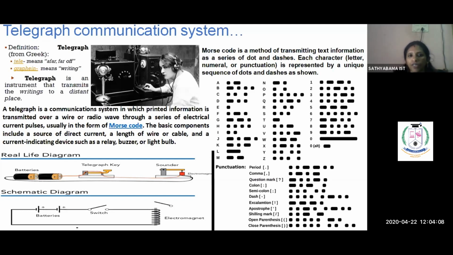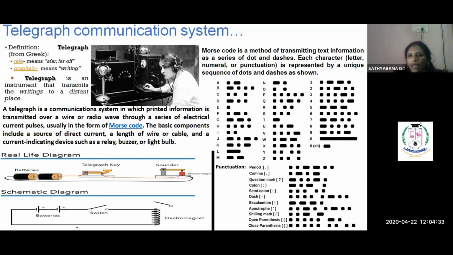A telegraph is a communication system in which printed information is transmitted over a wire or radio wave through a series of electrical current pulses, usually in the form of Morse code. The basic components include a source of direct current, a length of wire or cable, and a current indicating device such as a relay, buzzer, or light bulb.